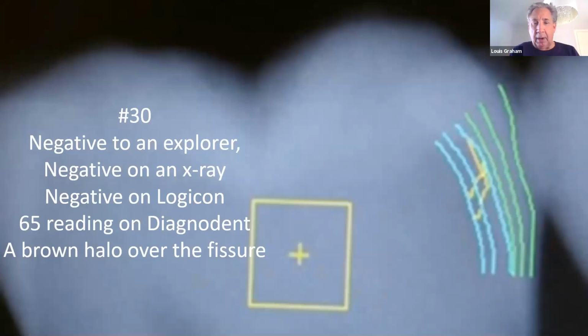Here's a blown up image of a patient of mine 10 years ago, a molar. No decay noted on the x-ray, negative to an explorer, negative at this time using Logicon, yet at that time I was using Diagnodent with fluorescence and it had a 65 reading. Now, when you look at that and you could see a little brown halo, would I trust the explorer or the x-ray or the Diagnodent and the fact that I could see a brown halo? And again, showing you the lack of accuracy of an explorer.